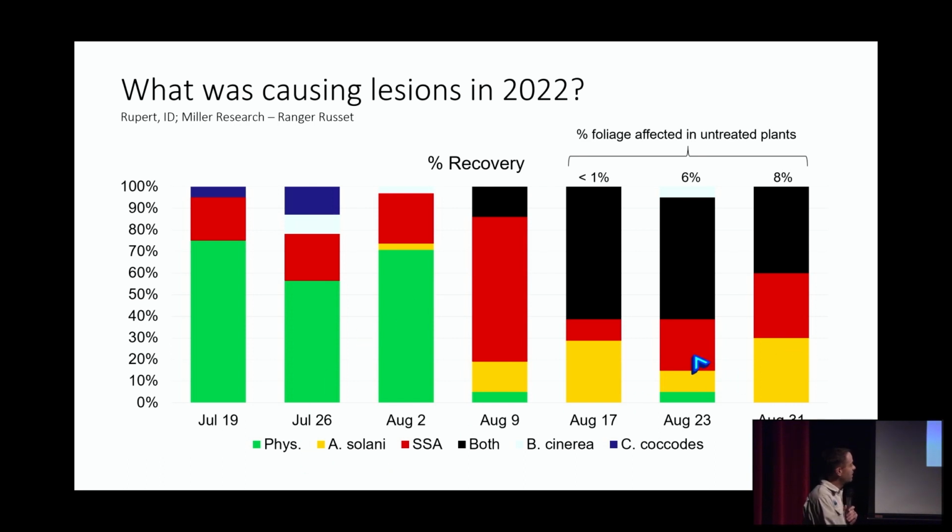The A. solani became more prevalent as well late in the season. And so a lot of the disease, when it got severe, the A. solani seemed to be causing most of the disease at that point.